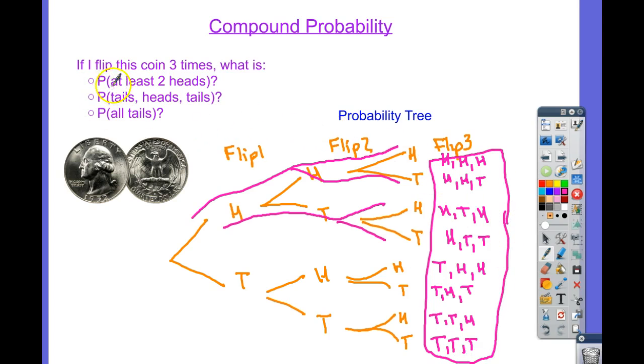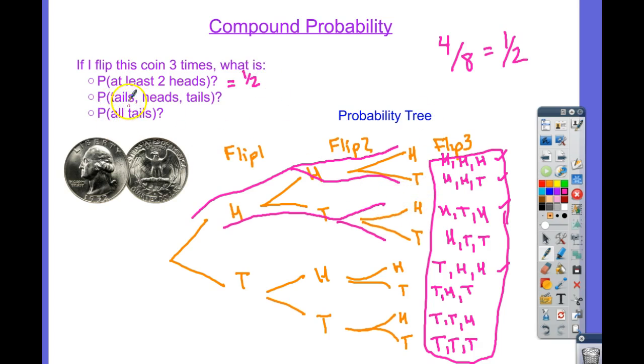So we'll say, what's the probability of at least 2 heads? That means everything that has at least 2 heads counts as a desired outcome. This has at least 2 heads. 1, 2, 3, 4. There's 4 out of 1, 2, 3, 4, 5, 6, 7, 8. 4 out of 8. It's actually a 1/2 chance that I have at least 2 heads.